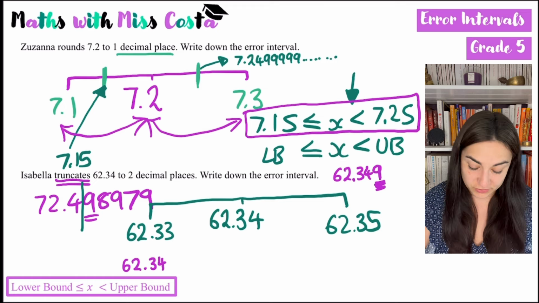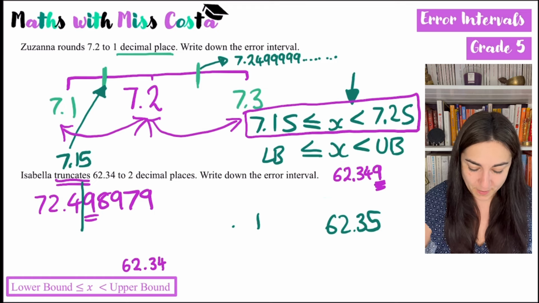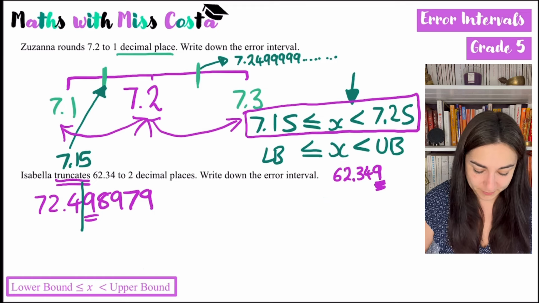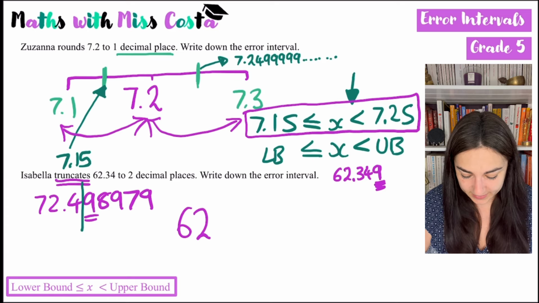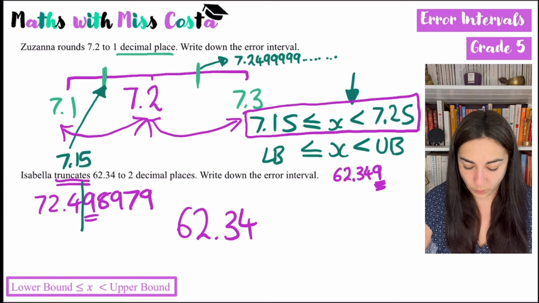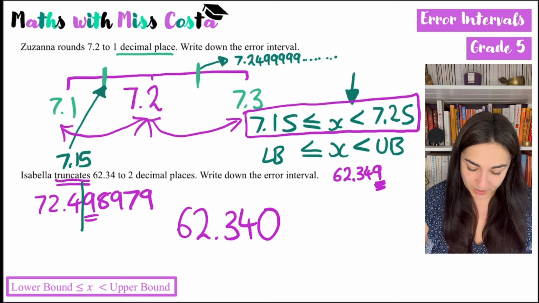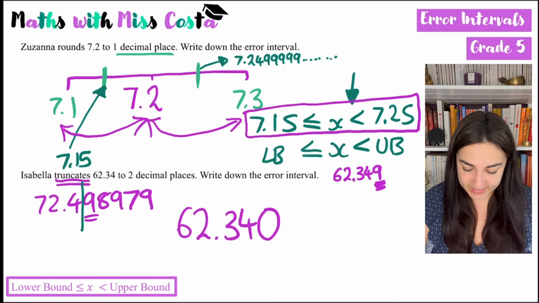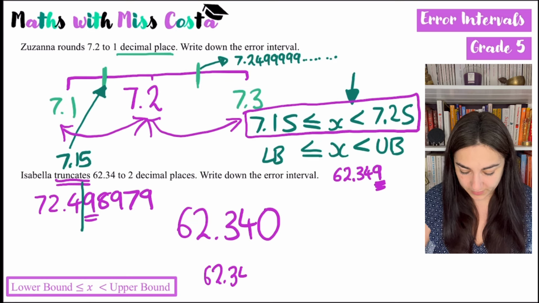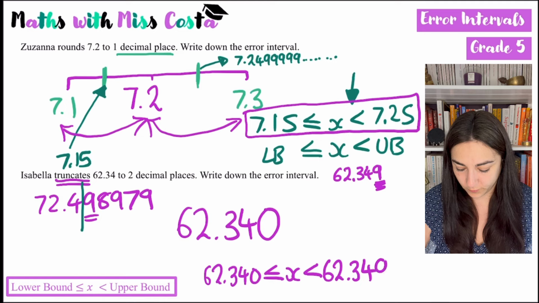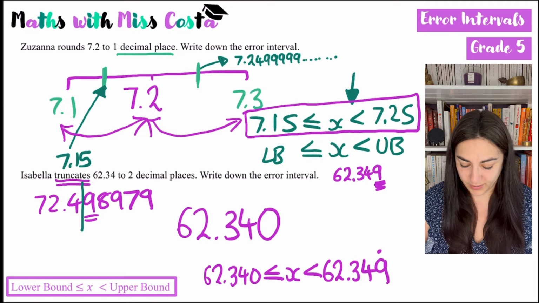actually this isn't really helpful for truncating, so I'm just going to get rid of that. But just think about what's the lowest possible value that it could be when you're truncating. So 0 could be the lowest thing. So it would be between 0 and 9. So 62.340 is less than or equal to x, which is less than 62.349. And you could put 349 recurring.